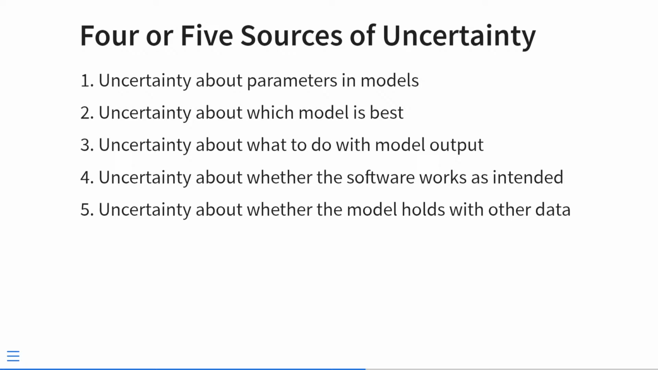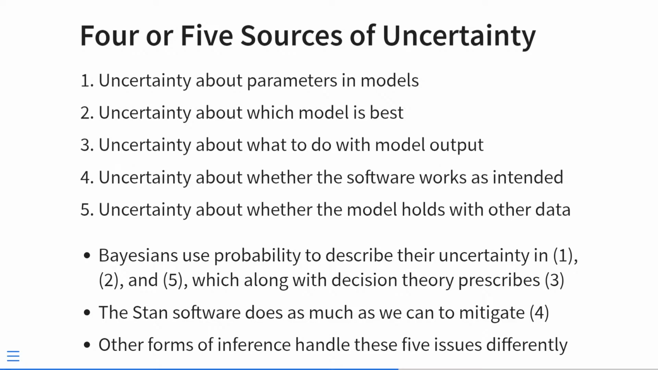And then the fifth sort of uncertainty is whether the model is going to continue to hold with other data, maybe future data. Or could something about the data generating process change between now and then? And the possibility of that should make you more uncertain about the future than your model says you should be, based on the past data. And as I was defining Bayesian inference, at least at a high level, we use probability to describe the uncertainty in 1 and 2 and 5.